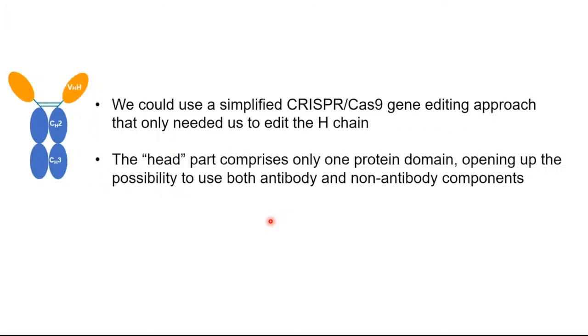Okay. So this is our general idea: by mimicking the idea of these heavy chain only antibodies, we could use a simplified CRISPR-Cas9 gene editing approach that only needed us to go in and edit the heavy chain gene. We can ignore the light chain genes. And because the head part of our antibody, this nanobody part in orange, comprises only one kind of protein domain, it opens up the possibility for us to use both antibody and non-antibody components when we do this engineering. And I'll explain about that at the end of the talk.